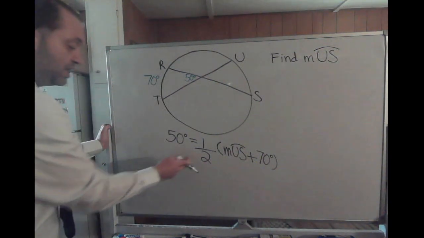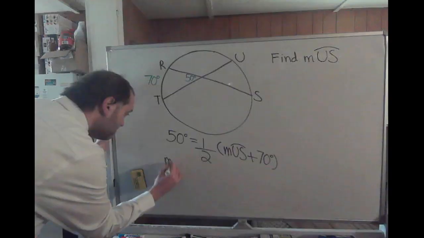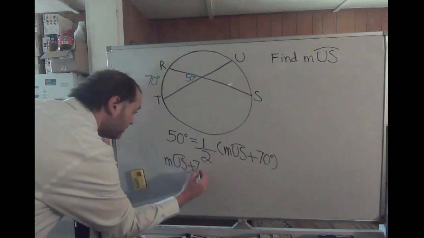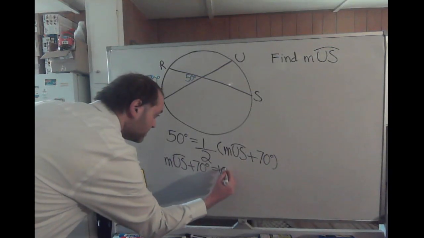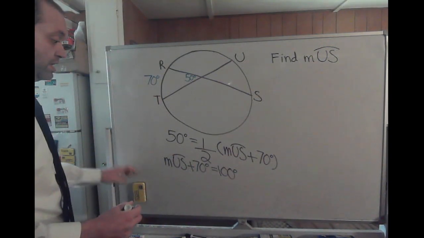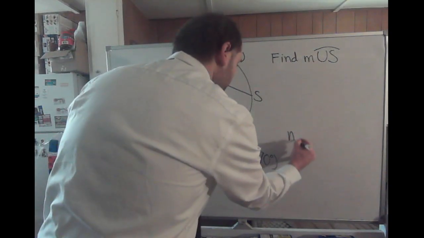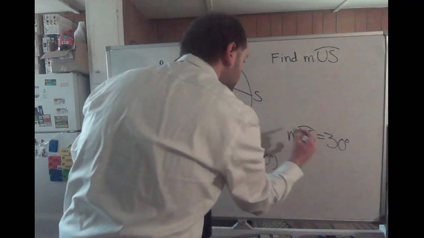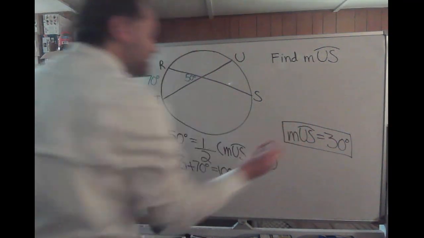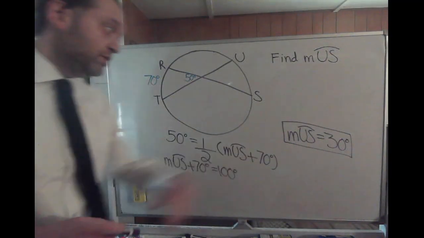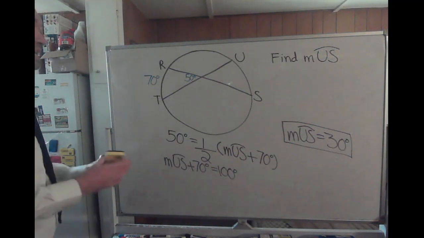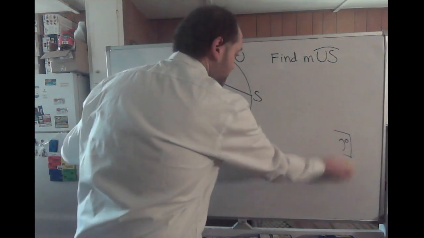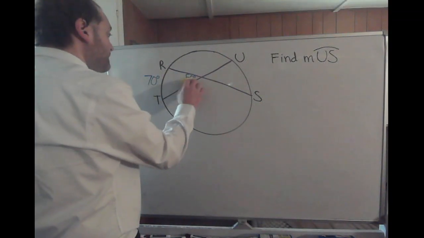Now all you got to do is multiply both sides by 2. You would end up getting that the measure of arc US plus 70 degrees is equal to 100 degrees when you multiply both sides by 2. Which then would simply mean that the measure of arc US would have to equal 30 degrees. So what you should get for the measure of arc US is 30 degrees. One more exercise with this one and then we're good. Then we'll move on to the last theorem, which involves 3 other types of angles.